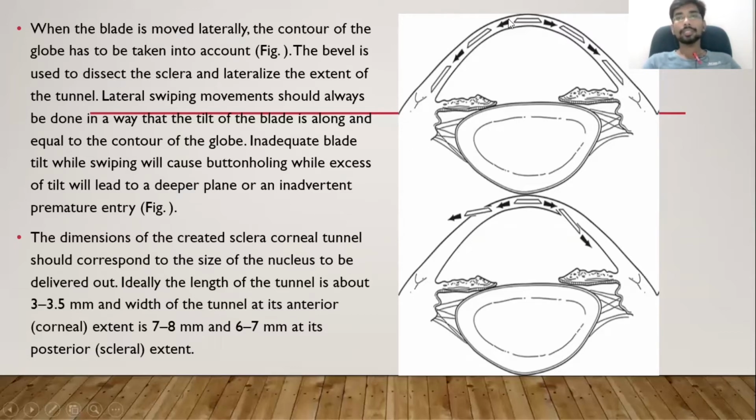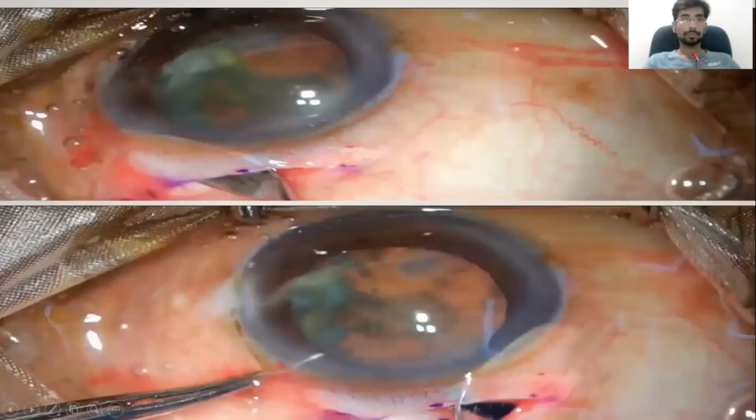So tunnel blade is crescent blade. We have to move according to the scleral curvature. So if it is not properly moved, we can get buttonholing. If it is more deeply moved, we can get premature entry. So here tunnel crescent knife is moved according to the scleral curvature. According to the scleral curvature, crescent knife is bended.